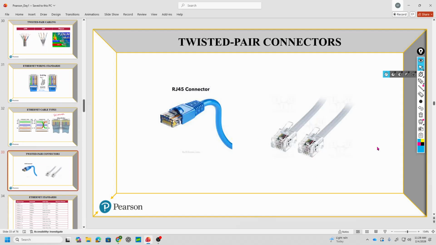Now, twisted pair connectors use an RJ45. And here's a couple examples, right? Telephone communications, especially the old analog, use what's called an RJ11. It looks exactly like this, right? So this is an RJ45. This would be an example right here of an RJ11, smaller cable, not as many wires in it.